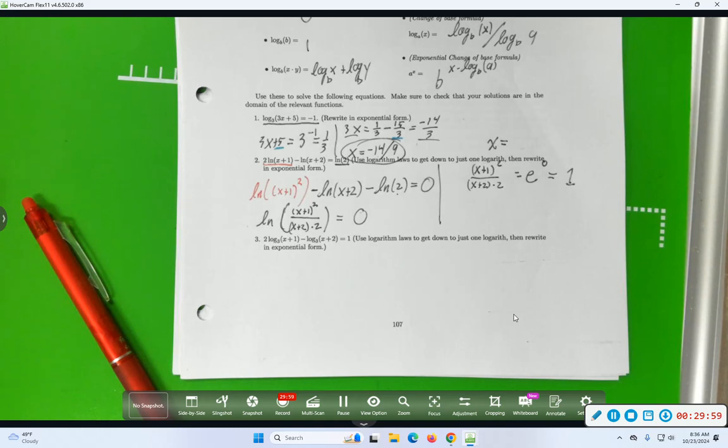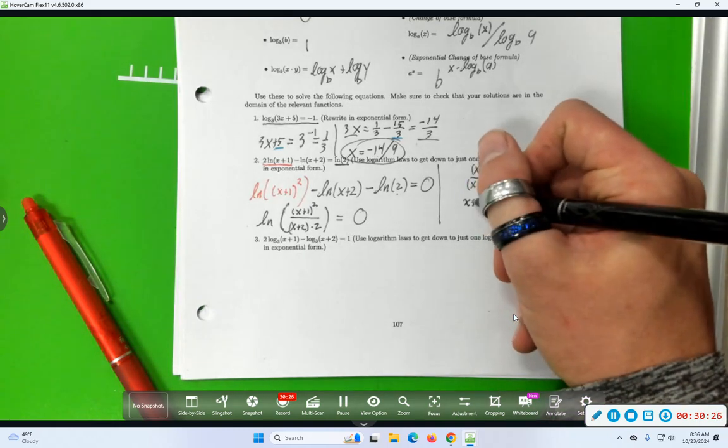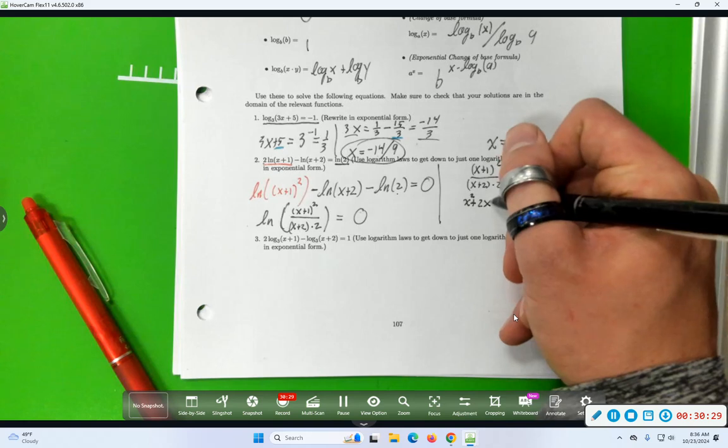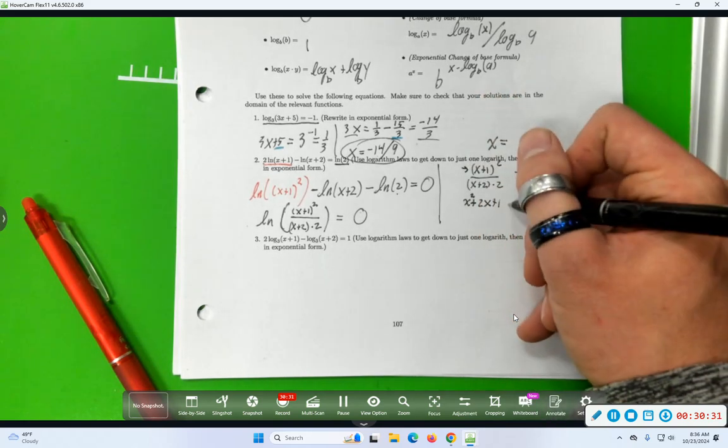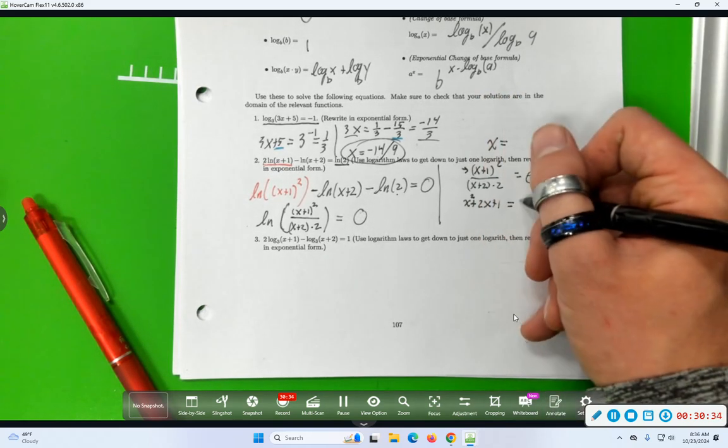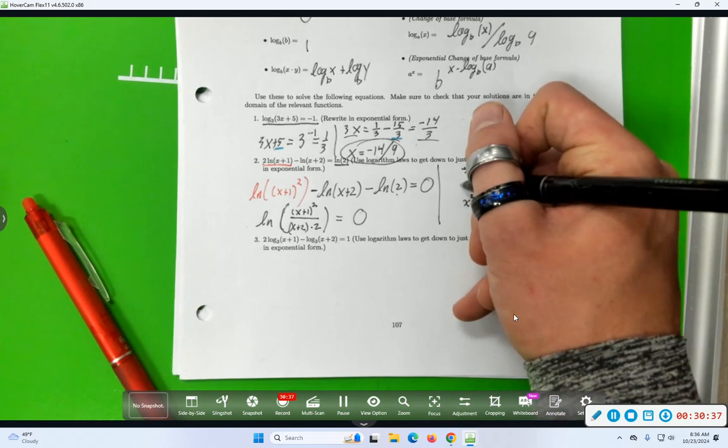I think cross multiplying is a good start. And as we do that, that'll give me a quadratic equation, right? So I may as well make it look like a quadratic equation as I go. I should FOIL out the numerator and distribute the denominator at the same time. X squared plus 2x plus 1, there's the stuff in the numerator, equals 2x plus 4, there's the stuff in the denominator.